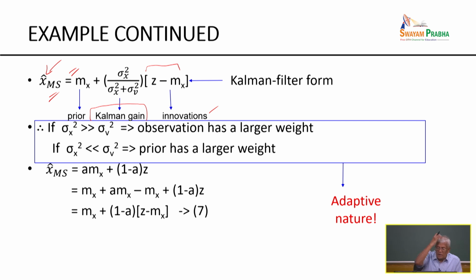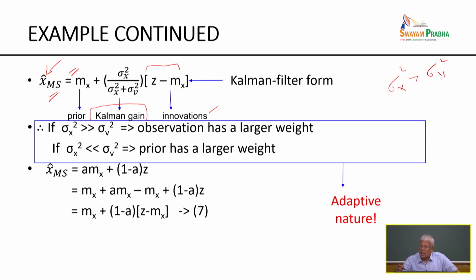Now there are important conclusions. Sigma square x is the prior variance, sigma square v is the variance of the noise. If sigma square x is greater than the noise variance, what does that mean? The prior is less informative. I have already told you the reciprocal of the variance is information. If the variance is high, information is less. If the variance is low, information is high.